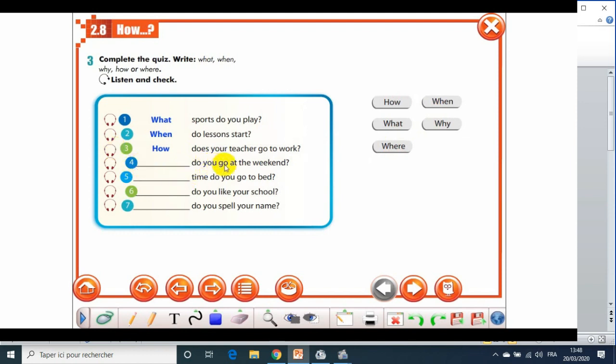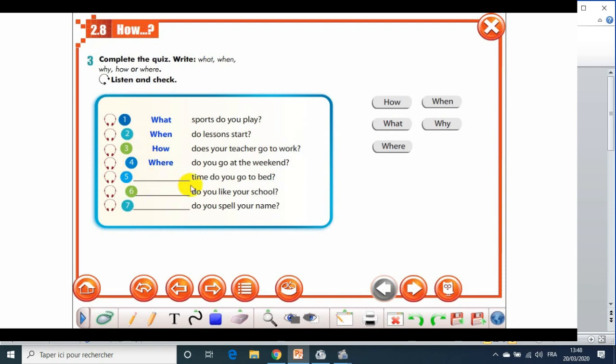Where do you go at the weekend? So at the weekend, you go somewhere. You go, for example, to the amusement park. You go out with friends, to hang out with friends. You go to the stadium to watch football. You go, for example, to visit relatives. All these are places. So we look for places, a certain place. So the right one is where. Where do you go at the weekend?